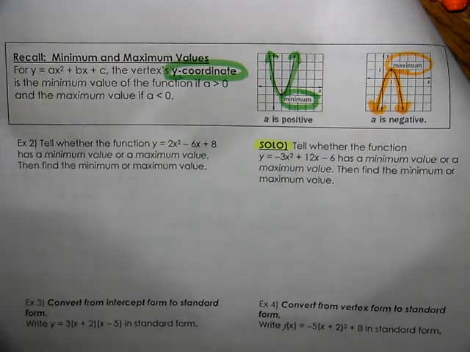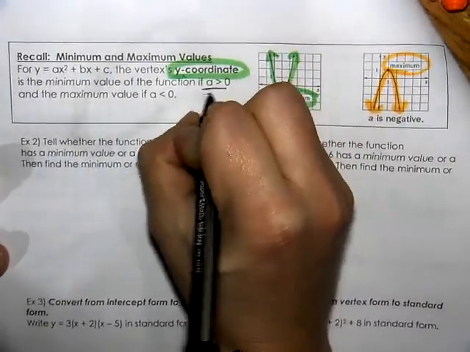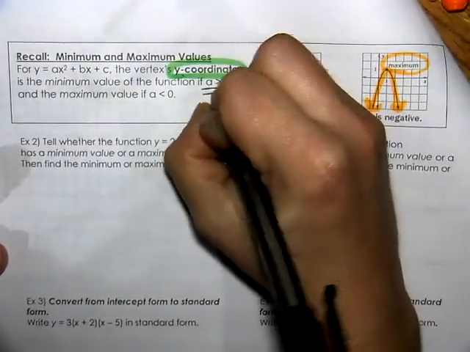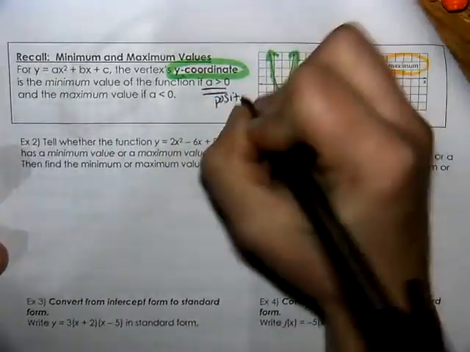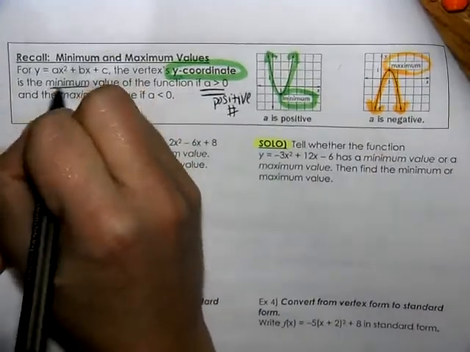So remember that this y coordinate is the max or min, and it's based on our a value. If our a value is bigger than 0, meaning that it's a positive number, then that means that we will have a minimum value.